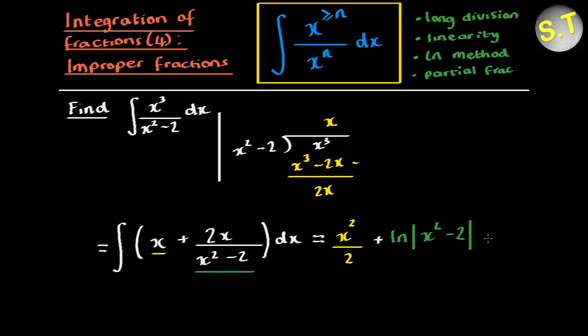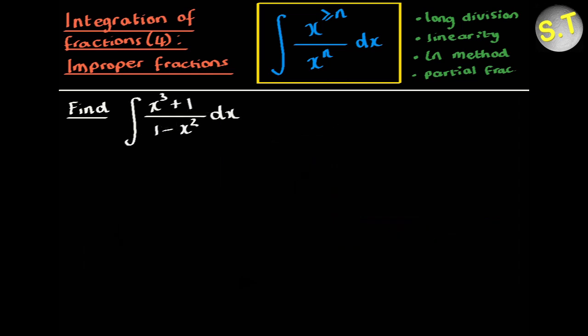And as always, since we have an indefinite integral, as in we have no limits, we need a plus c constant of integration. And that's it. So by using algebraic long division, we were able to simplify an improper fraction into something that we can integrate directly. So let's take a look at another example.